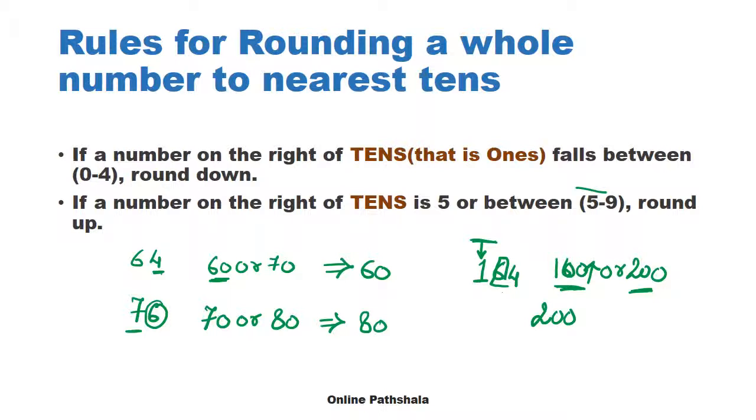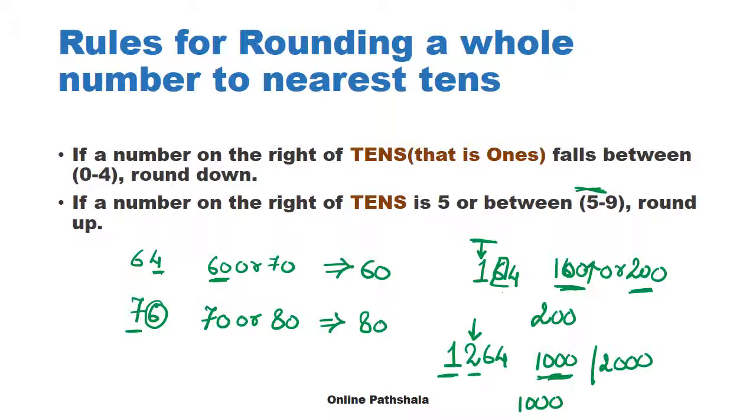Same way, if you have another example of thousands, let's say 1264. You have to round to the nearest thousand. You look at the right hand value to the thousands, which is the hundreds value. Now 2 is falling between 0 and 4. So you need to round down. So what are the thousands near 1264? They are either 1000 or 2000. As you need to round down, your answer will be 1000.